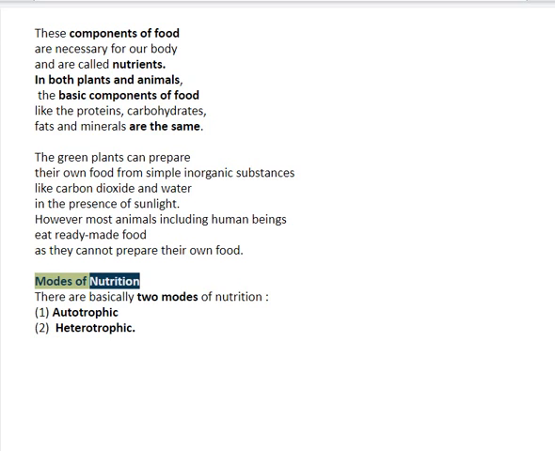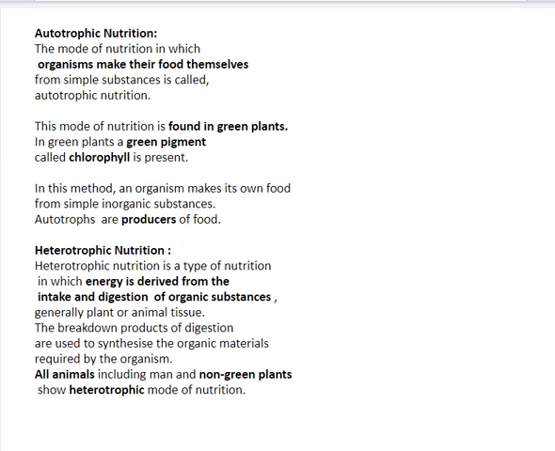Modes of nutrition. There are basically two modes of nutrition: 1. Autotrophic, 2. Heterotrophic. Autotrophic nutrition: the mode of nutrition in which organisms make their food themselves from simple substances is called autotrophic nutrition. This mode of nutrition is found in green plants.